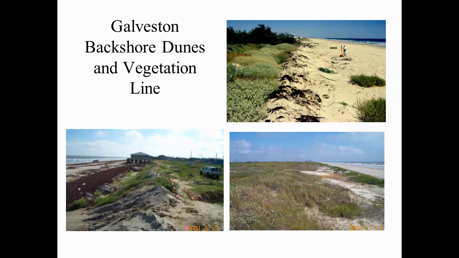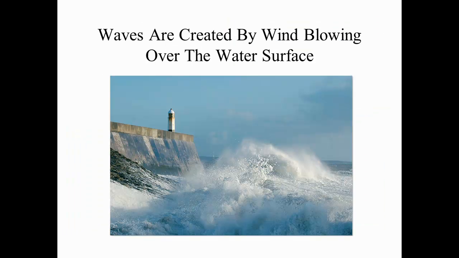Here, for an example, are the Galveston backshore dunes and what's known as the vegetation line. We'll find that the vegetation line is quite important, particularly when it comes to the Texas Open Beaches Act. We'll look at this in more detail as we go along. But first of all, let's look at waves.